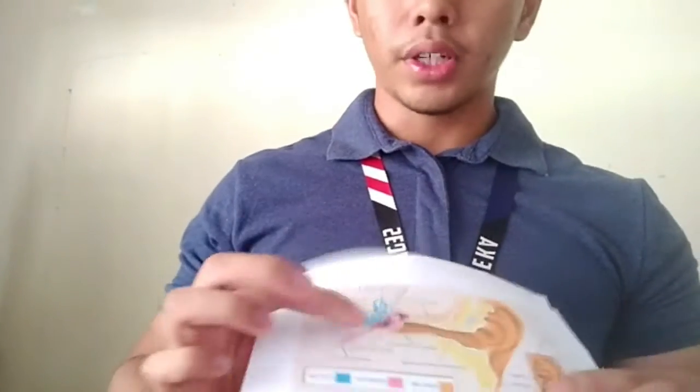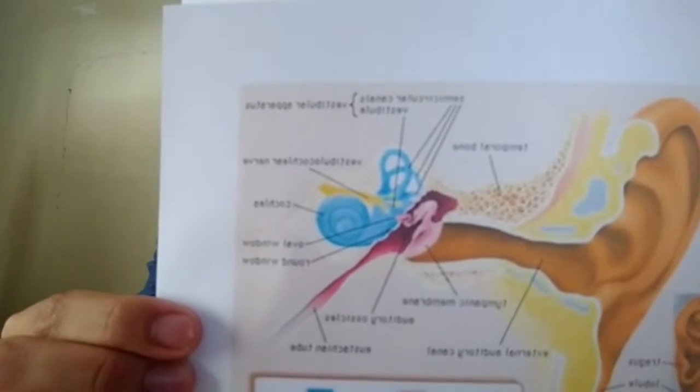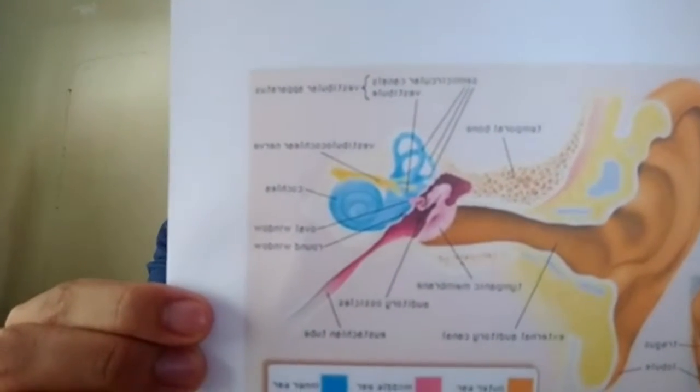Okay, the outer area of the ear consists of the helix, tragus, lobule, and external auditory canal. That's made up of this.